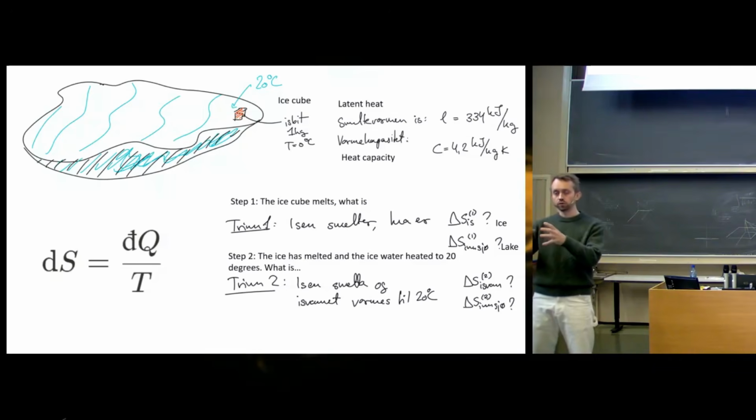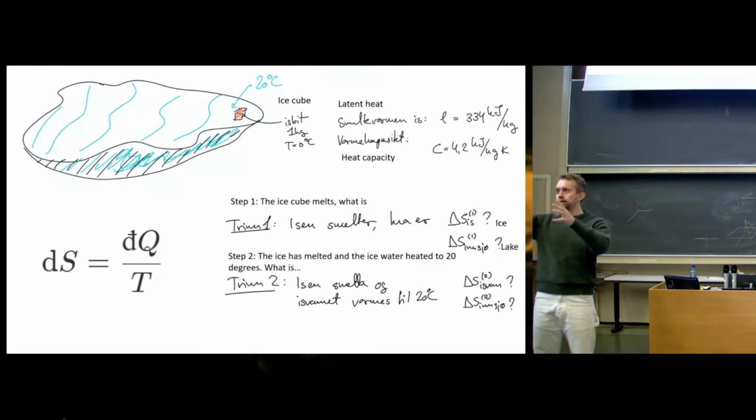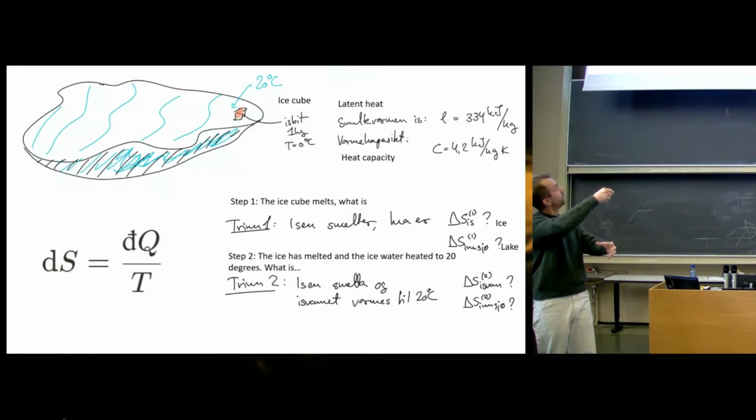It's at 0 degrees Celsius, and here I have a huge lake. This is like a 3D image of a lake. Do you see the lake? Yeah. I add the ice cube in the lake. When the ice cube melts, it requires 334 kilojoules per kilogram, and the heat capacity of the water is 4.2 kilojoules per kilogram Kelvin.